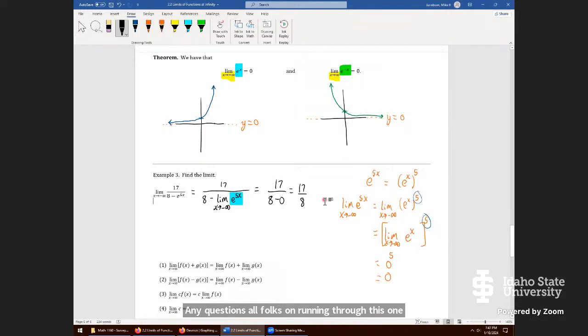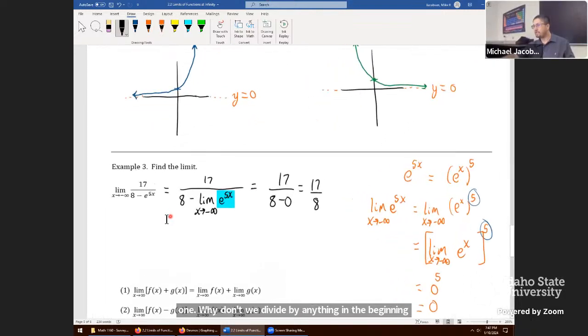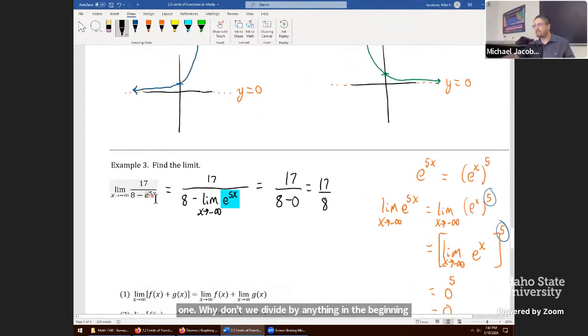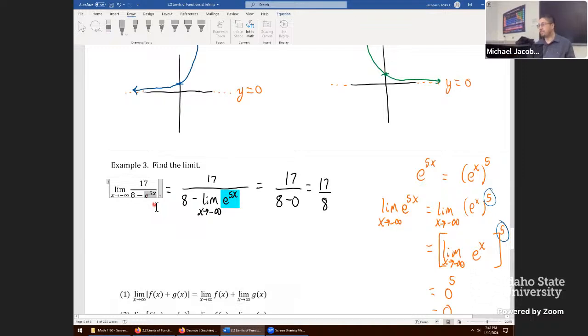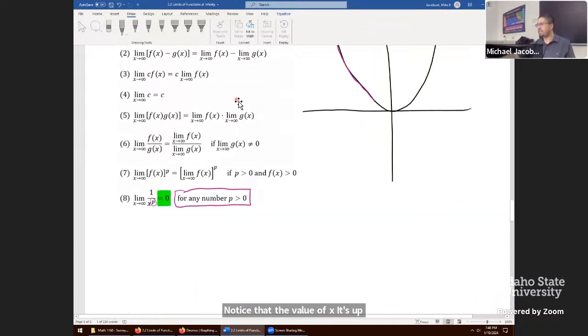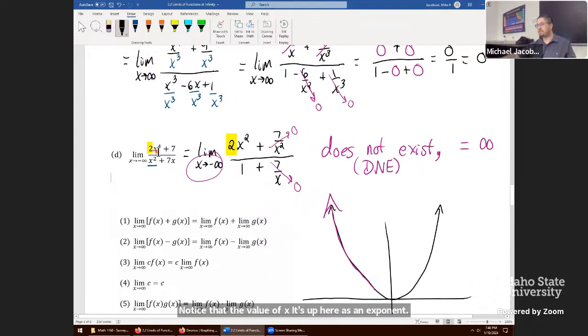Just one. Why didn't we divide by anything in the beginning? Oh, good question on this one. So the reason we didn't divide by anything was this function right here is a little bit different than the other functions. Notice that the actual value of x is up here as an exponent. That means the strategy that we used above here is a little bit different.